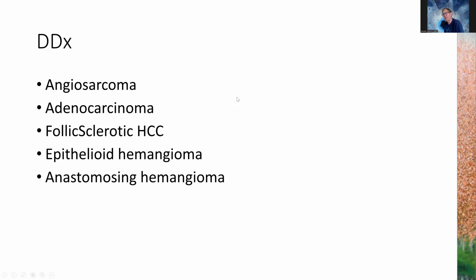In terms of the differential diagnostic considerations in this case, obviously angiosarcoma, clinically adenocarcinoma, and I suppose morphologically you would want to consider a signet ring type cell carcinoma, sclerotic hepatocellular carcinoma. Epithelioid hemangioma or anastomosing hemangiomas would be much less frequent and certainly would not have the elevated Ki67 that we've seen in our case.